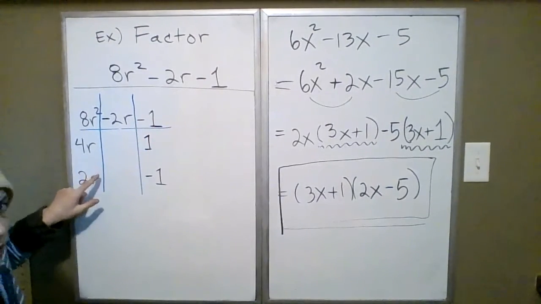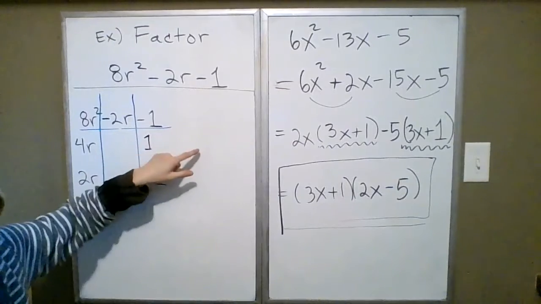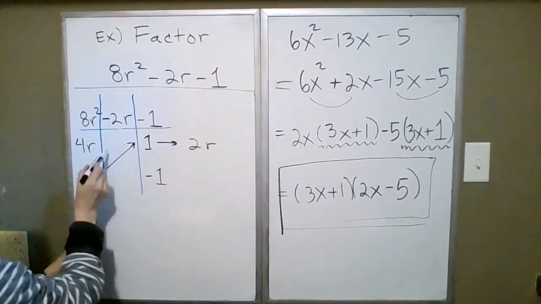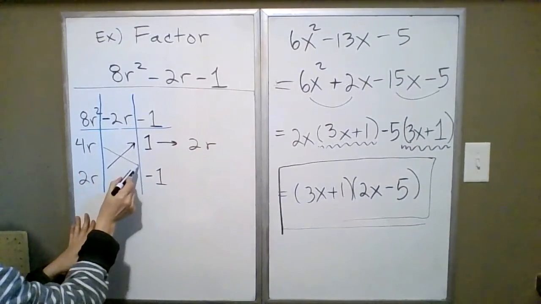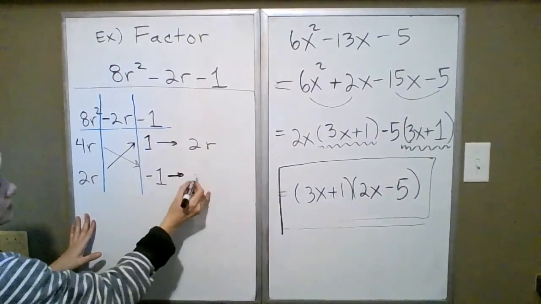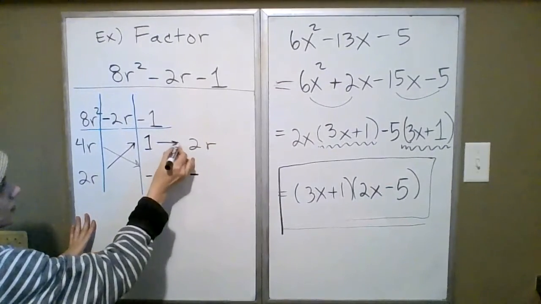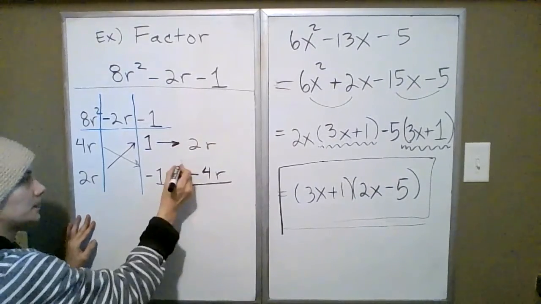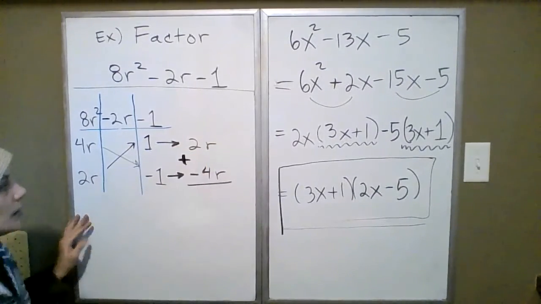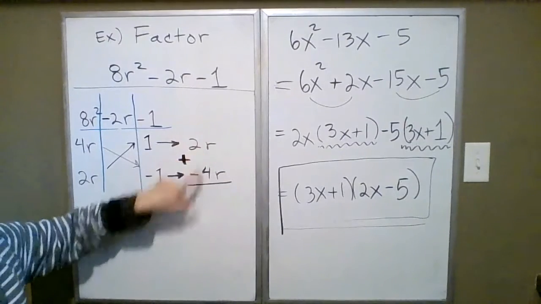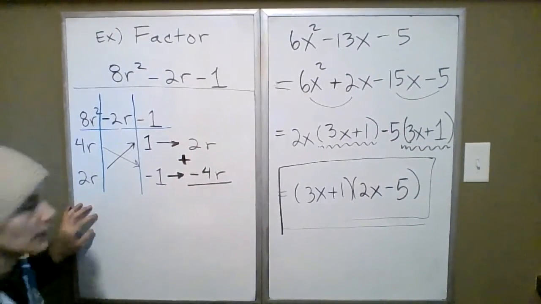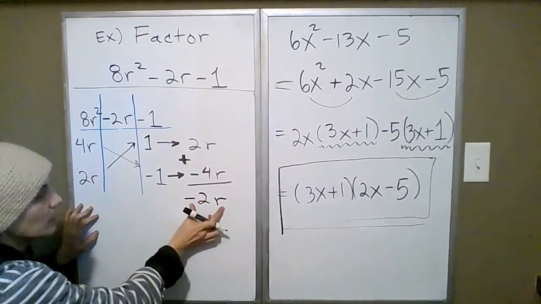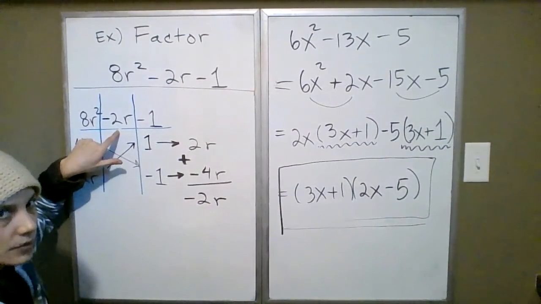All right, after that, cross multiply. 2r times positive 1 is 2r. And then 4r times negative 1 would be negative 4r. All right, then you add those ends. 2r plus negative 4r is negative 2r. Oh, cool, I got the right guess. So if you add the ends, and that number is the middle term, then you've found your factors.